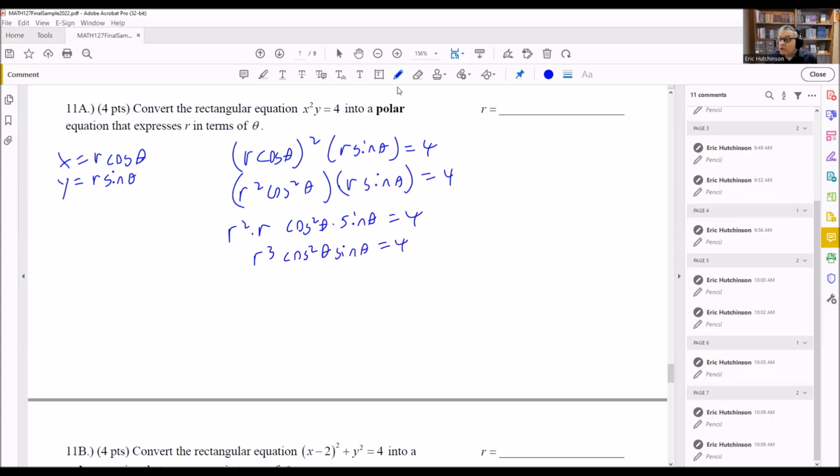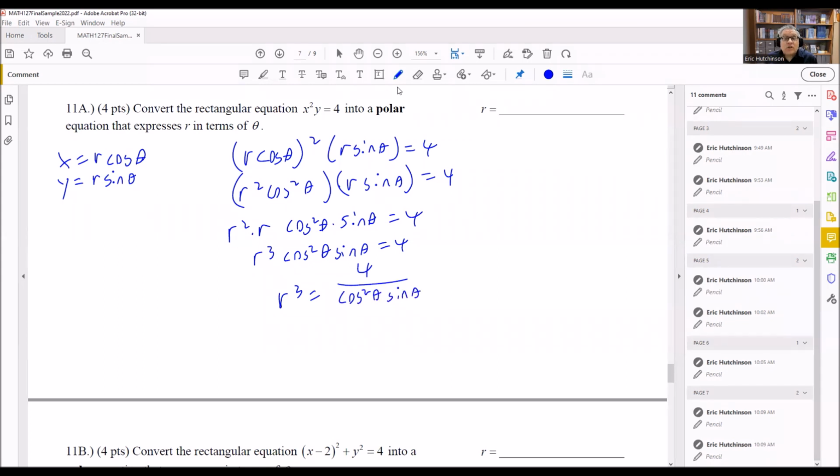Now, it does say we need to basically solve for r in terms of theta here. So we're going to solve that now for the r. Divide both sides by cosine squared sine. So r cubed is equal to 4 over cosine squared theta sine theta.